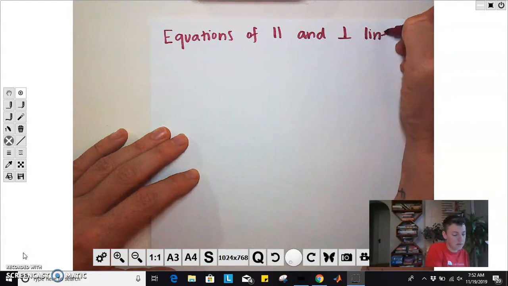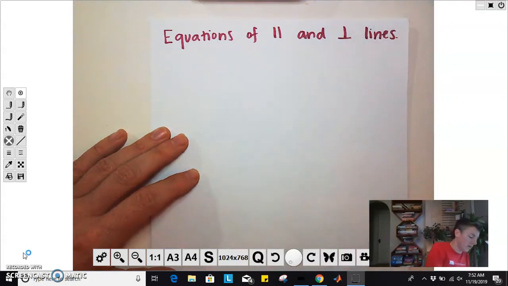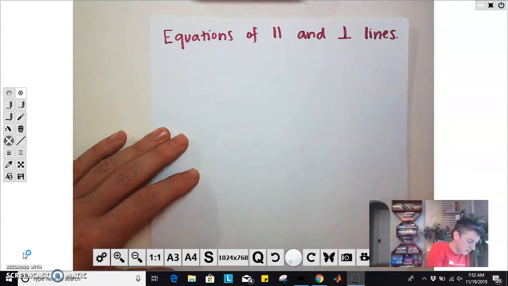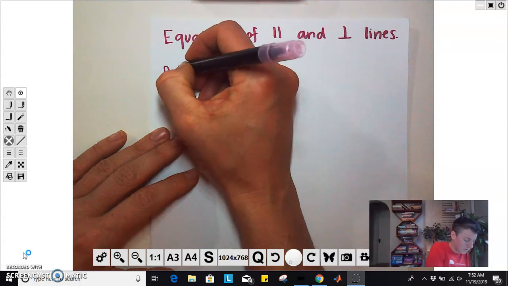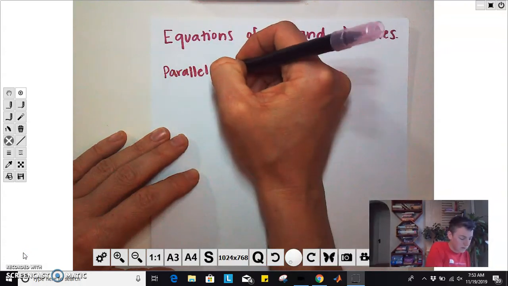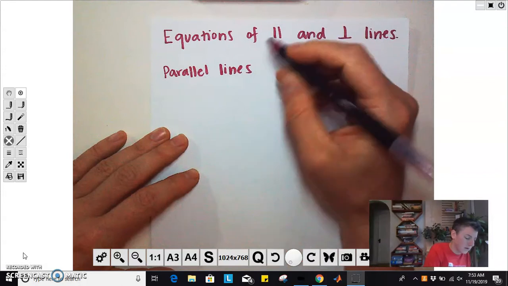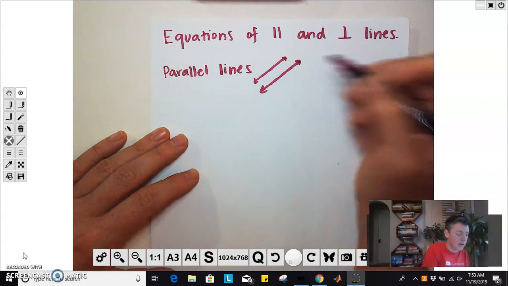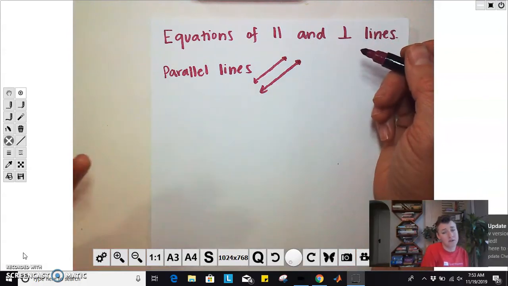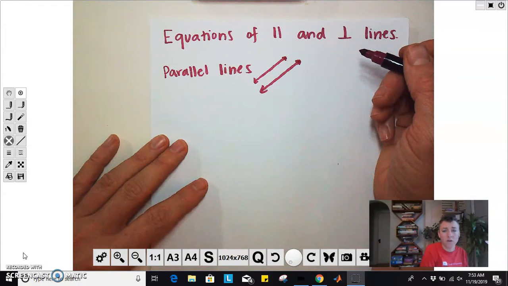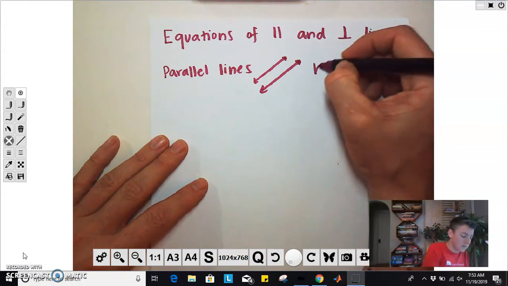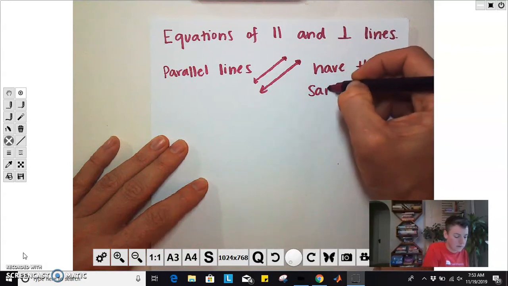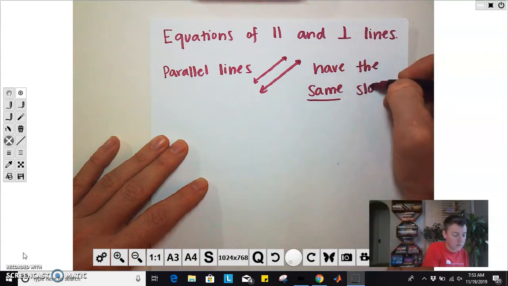So let's start with the parallel lines. What do you know about parallel lines? Well, they look like the same line, but just shifted over. So parallel lines never cross. You've been knowing that for a minute. And also, they have the same slope.